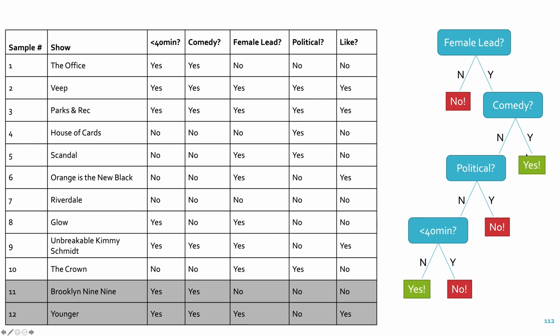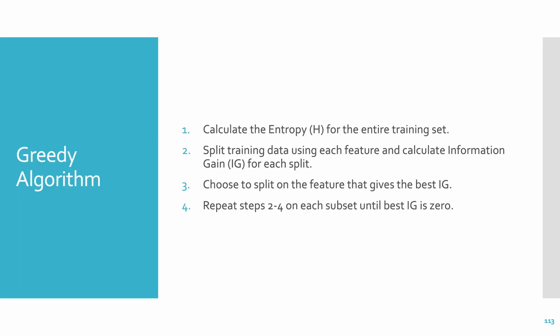Here is the greedy algorithm again. Let's focus on step 4. It says that we repeat this algorithm until the best information gain is 0. But we stopped after the information gain was 1 on the last example. I was being lazy there. What you would actually do is run through all the features again, and you would see that splitting on any of them would give you an information gain of 0.